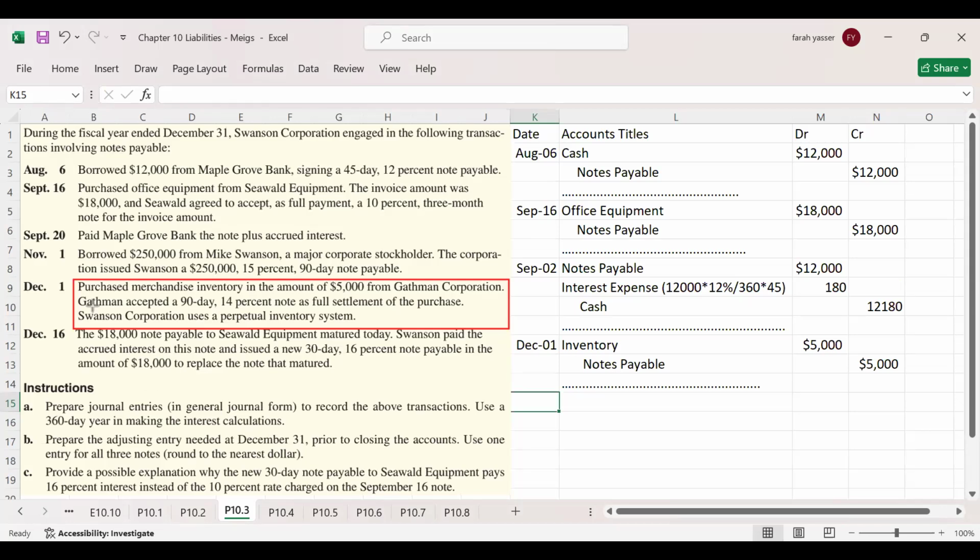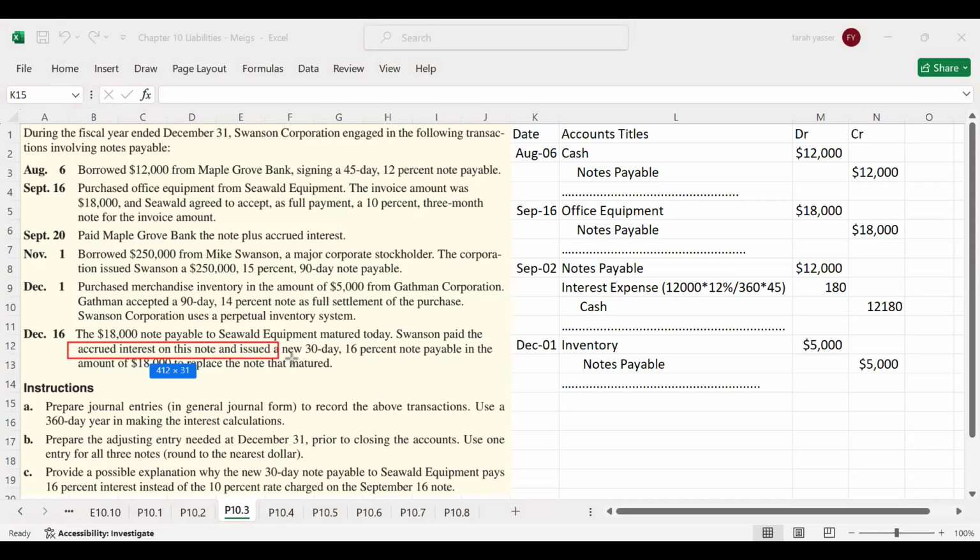The entry says $18,000 notes payable today. The company paid accrued interest on this note and issued a new 30-day note, a 16% note payable. The company purchased this equipment for $18,000 and the amount is due after 3 months, that is on December 16, from September to October, October to November, and November to December. After 3 months, this amount is due on 16th December.